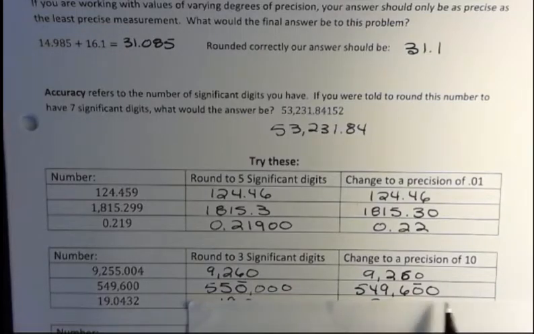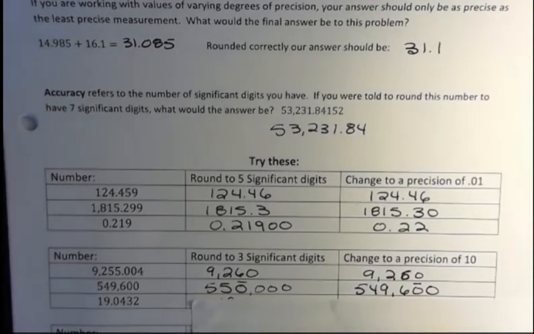And then changing to a precision of 10, well, we want to make that 10 our rightmost significant digit. And so in order to do that, I'm just going to take my number and put a bar over it. So that looks pretty different. This has 3 significant digits, or this has a precision of 10, sorry.